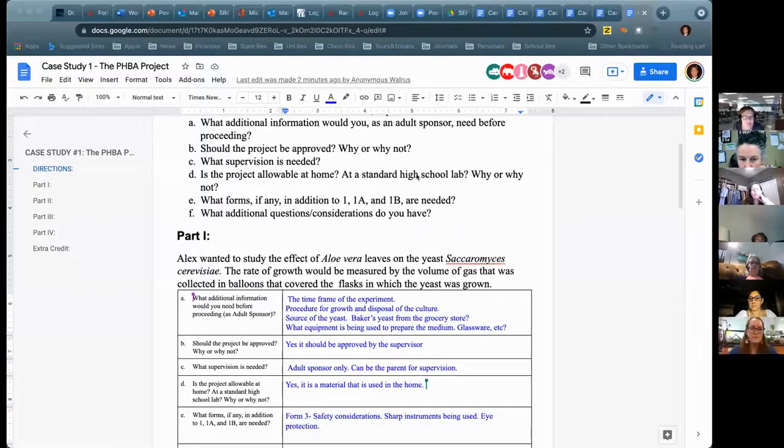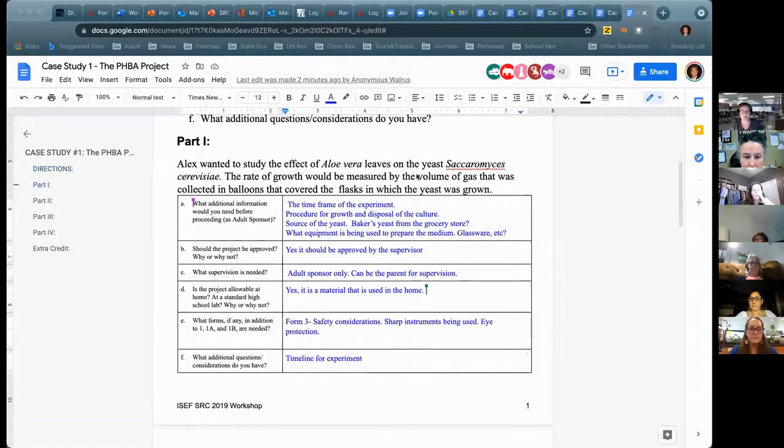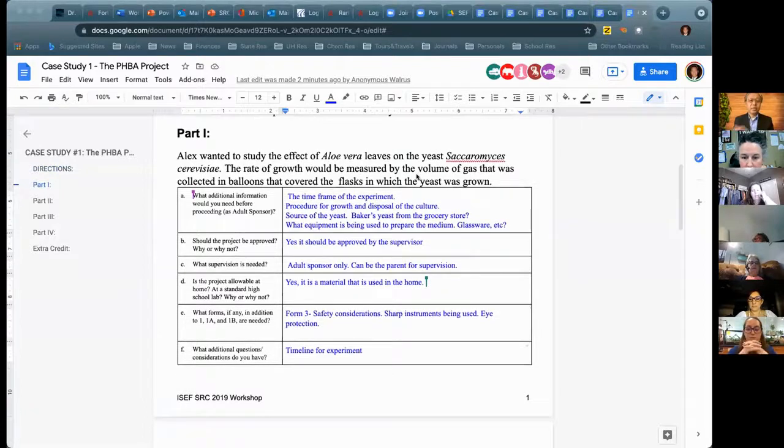Anybody else want to add something? Okay. So in part 1, they were dealing with yeast, and one of the things that you do need to consider is yeast, especially if it's baker's yeast. It's actually exempt from the SRC. So it doesn't really require prior SRC approval. So that's one thing that you needed to consider here.